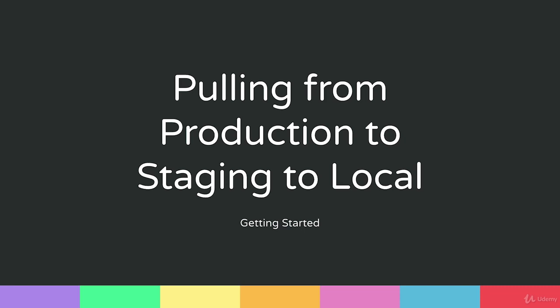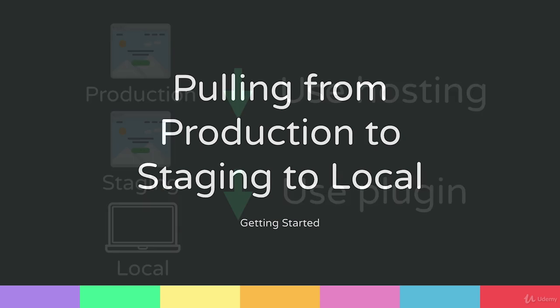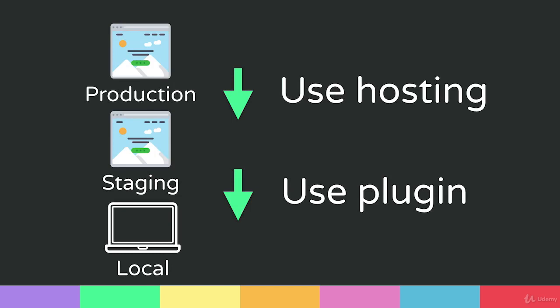Welcome. In this lesson, we are going to look at how to pull from production to staging to local development. This process is going to be most helpful when you want to work on a new feature to a site and you want to make sure that you have the latest version of the site to work with. So just to repeat, for the process of going from production to staging, we're going to be relying on the hosting provider, and to go from staging to local, we're going to be using a plugin.